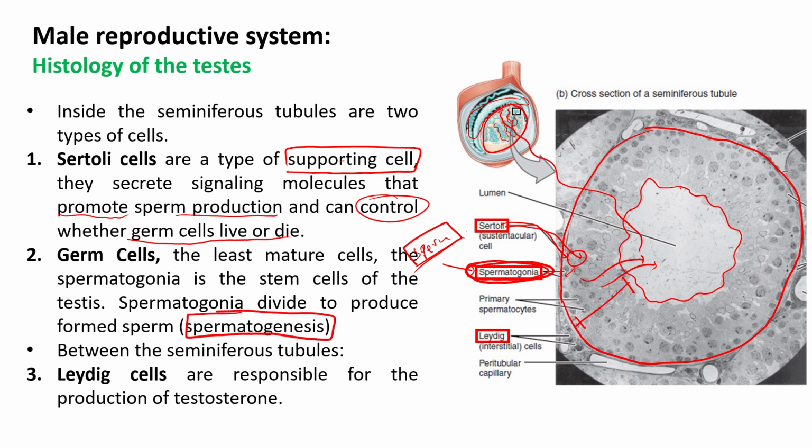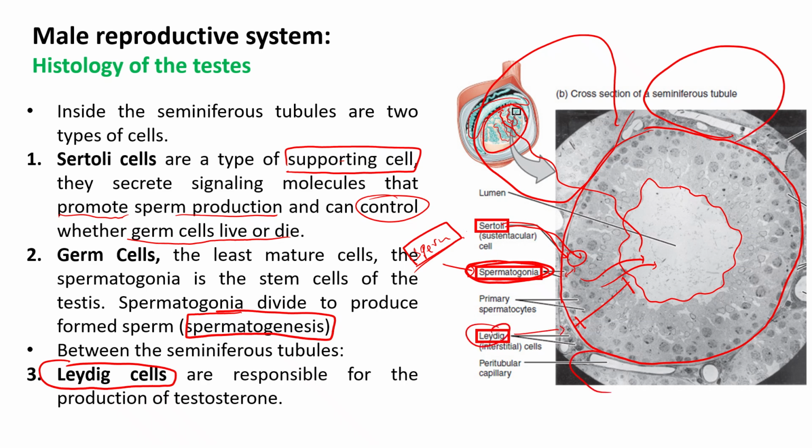The last and third cell is the Leydig cells. These Leydig cells, or interstitial cells, are located between tubules. So if this is another tubule here, and I have another tubule here, and another tubule somewhere there, notice that the Leydig cells are between those tubules. Those are the cells that are important because they produce the hormone testosterone.